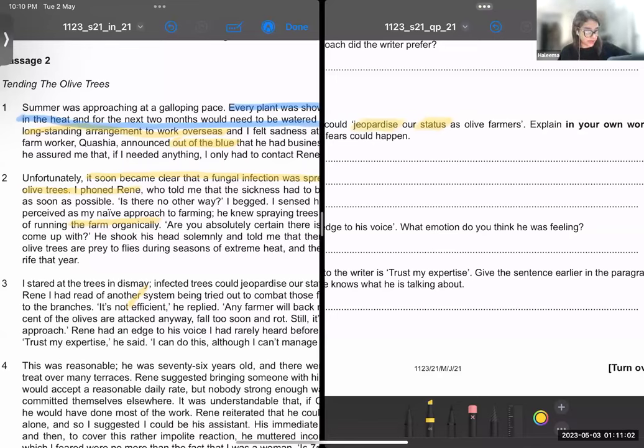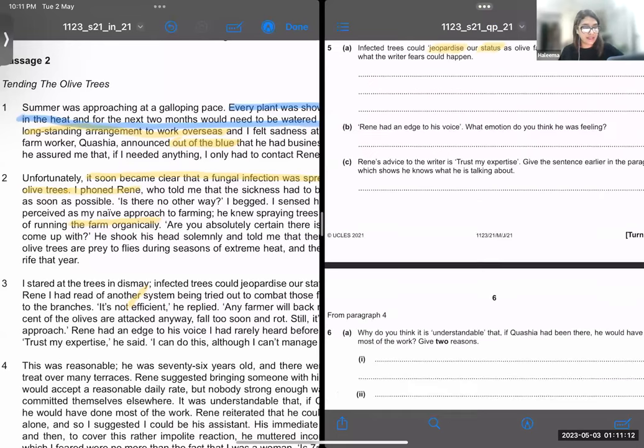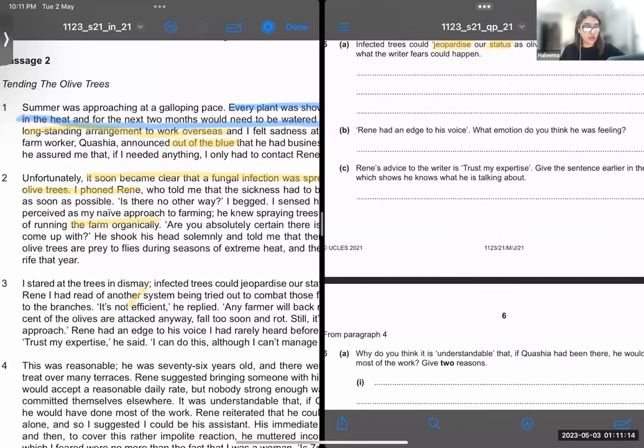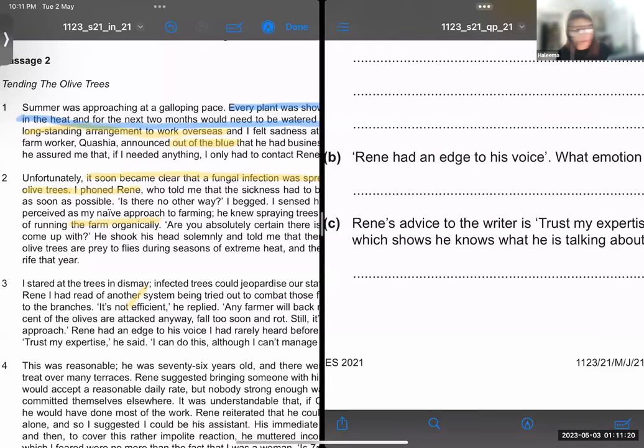And then you look at question 5b. Rene had an edge to his voice. What emotion do you think he was feeling? Now, this is an inferential question. When they say, do you think, this is your opinion. So when they talk about having an edge in his voice, what do you think this could possibly imply? So basically, they talk about how he was frustrated. He was annoyed by the kind of response that this person was giving him, right?